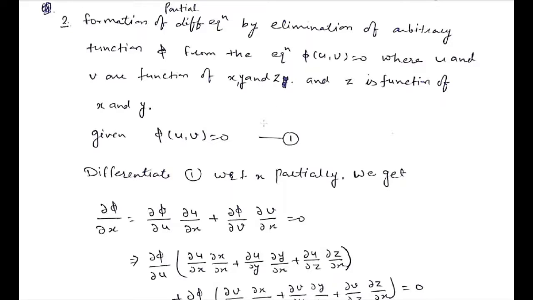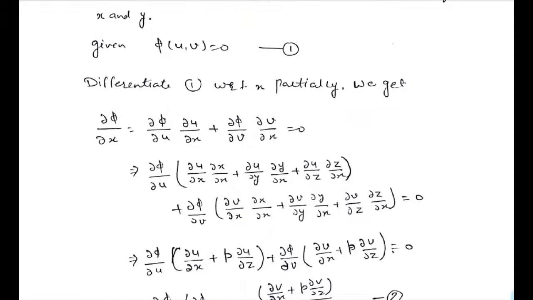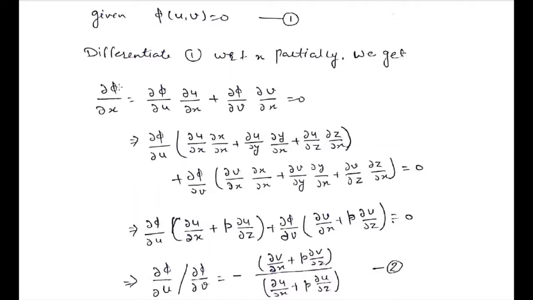So very first we are to differentiate the given equation phi(u, v) equals 0 partially with respect to x and y. When we differentiate phi with respect to x partially, first we differentiate phi with respect to u and u with respect to x, plus we differentiate phi with respect to v and v with respect to x partially, because phi is a function of two variables u and v. So we use the partial derivative symbol del here. And again u is a function of x, y and z, so again we use del here.